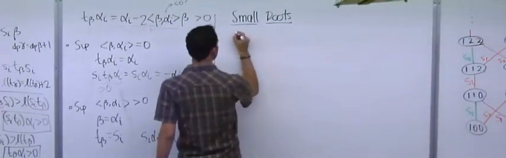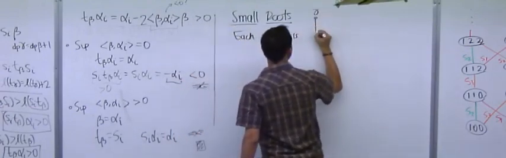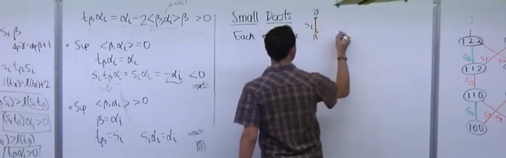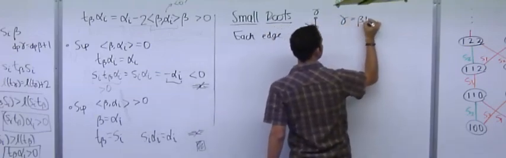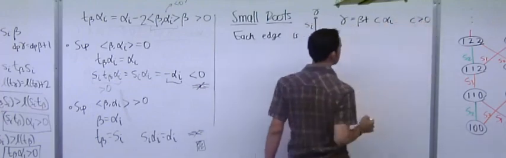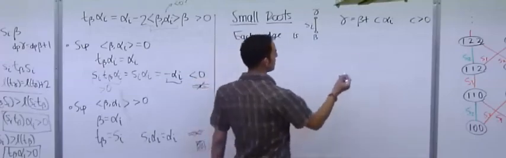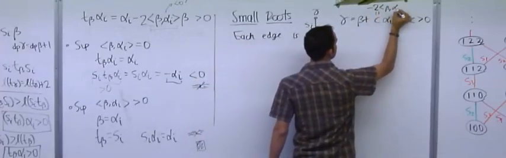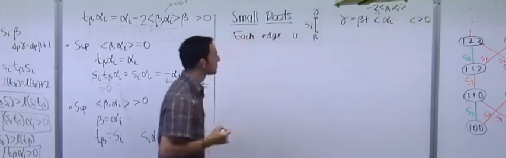So small roots. Each edge looks like this. Here's gamma. Here's beta. The reflection is s_i. And gamma looks like beta plus some positive thing times alpha_i. This positive thing we know is -2 times the inner product of beta and alpha_i. Okay?